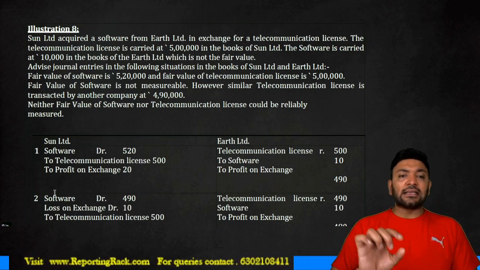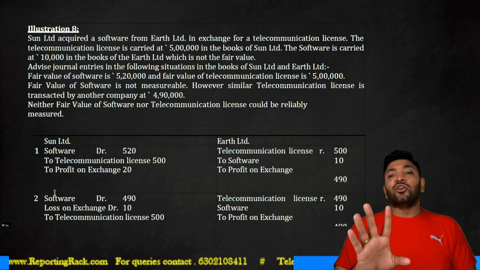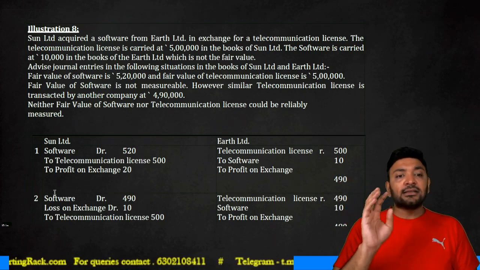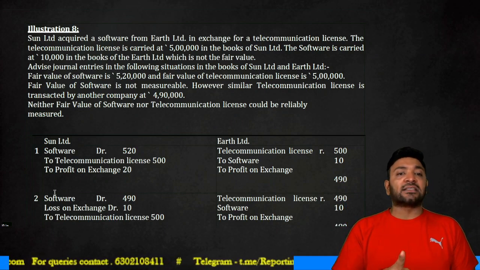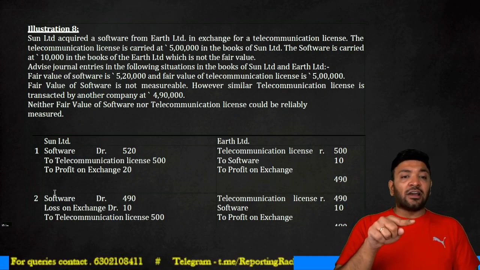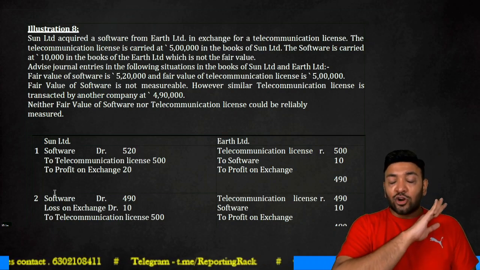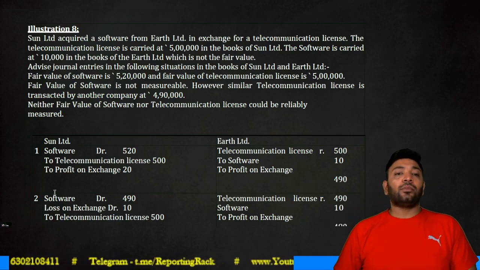Clear? All entries are written in thousands, guys. So if you would have gone as per the logic of the standard, you would have said it should be the fair value of the asset given up. The asset given up is 5 lakhs. So therefore, software account debit to telecom license 5 lakhs is an appropriate answer. But since even the fair value of the software is considered in writing the entry, answer is not wrong at all. It is up to you.